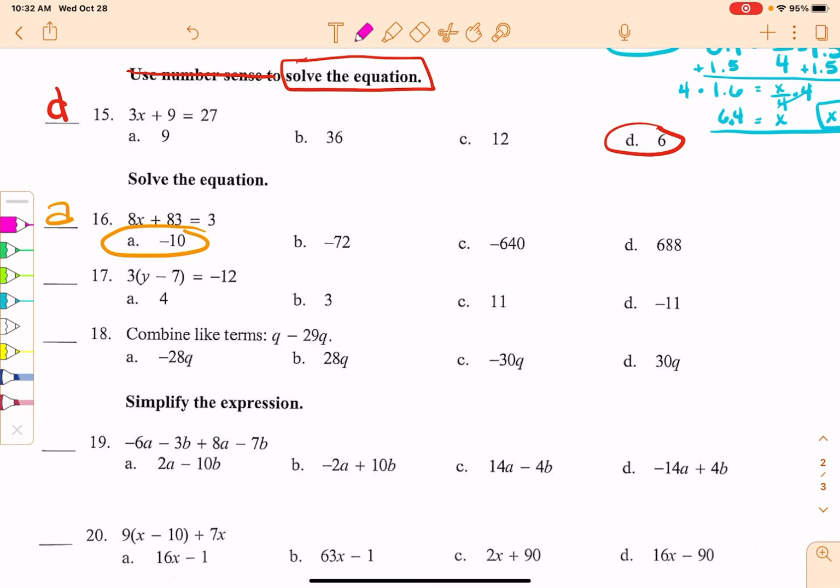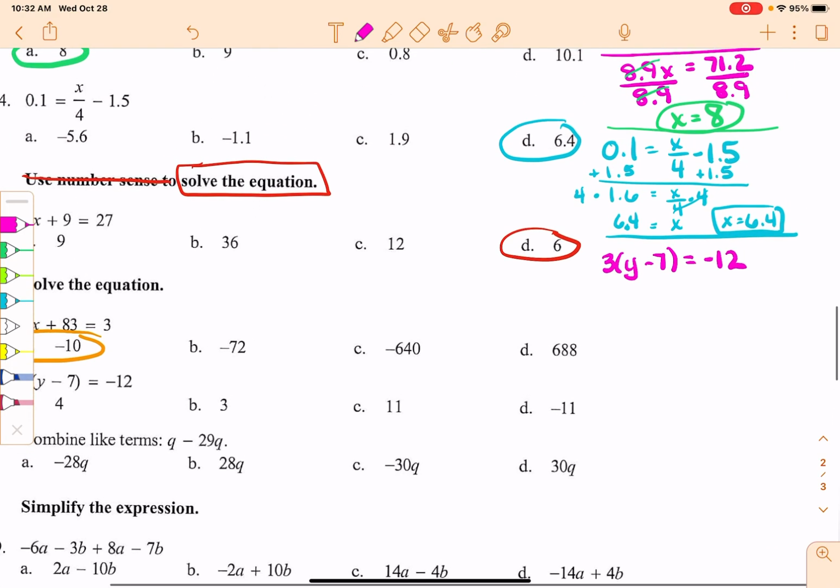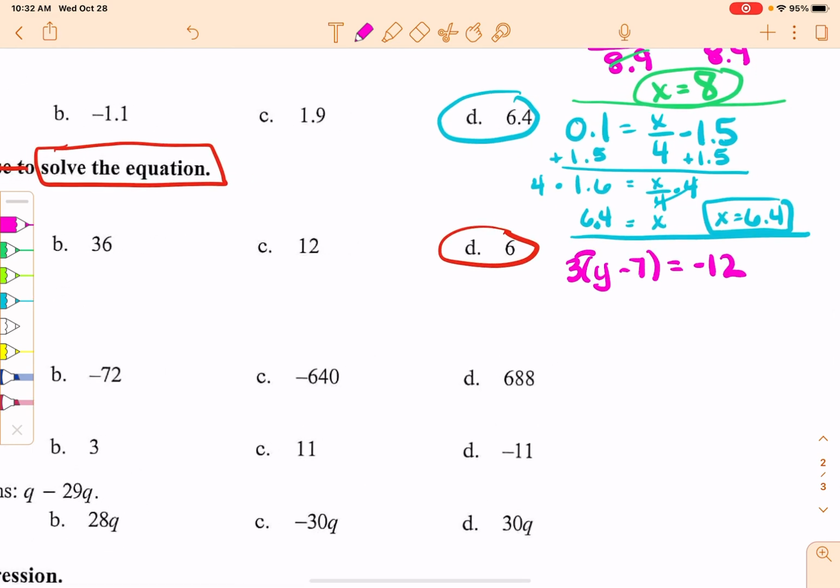Okay, so this is 3(y minus 7) equals negative 12. So to do this one, I'm going to have to distribute this 3 to both numbers. Remember, that means that I have to multiply. So 3 times y is 3y. 3 times negative 7 is negative 21, equals negative 12.